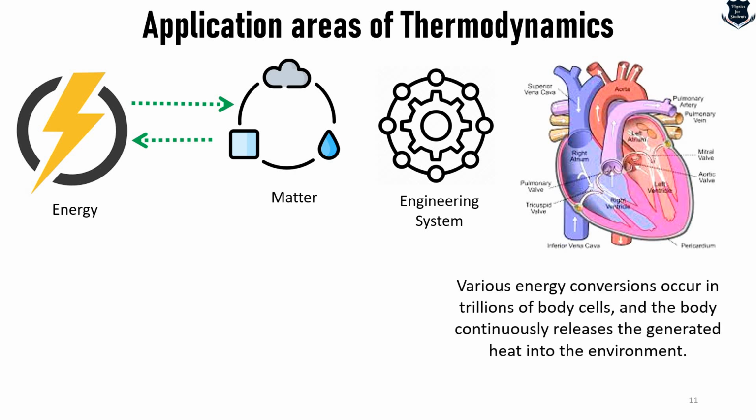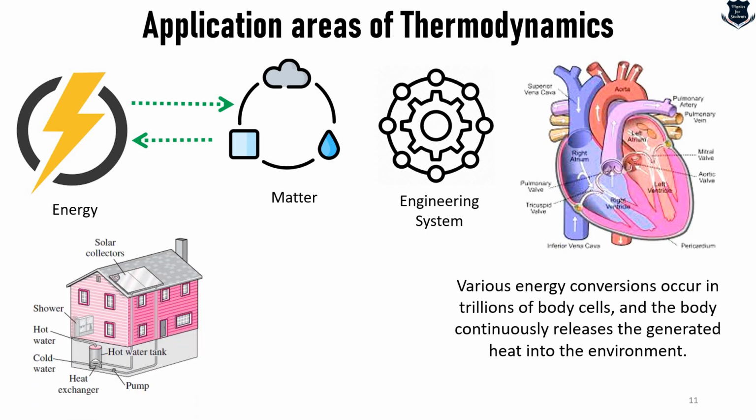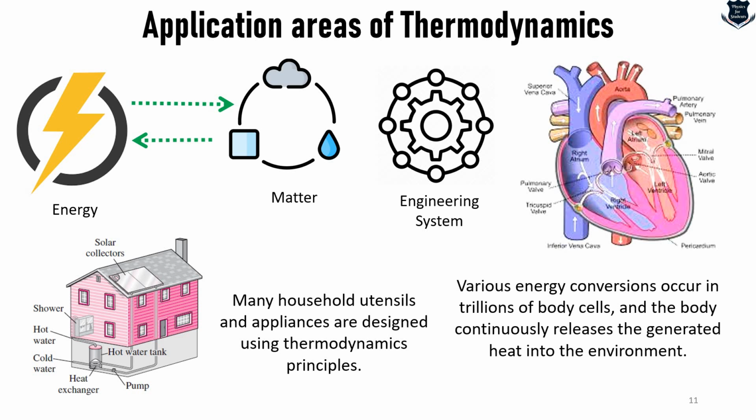Various energy conversion occurs in trillions of body cells, and the body heat generated is constantly rejected to the environment. So even if we consider human comfort as closely tied to the rate of metabolic heat rejection, they control the heat transfer in terms of household utensils. Everywhere you will find that thermodynamics is being used.